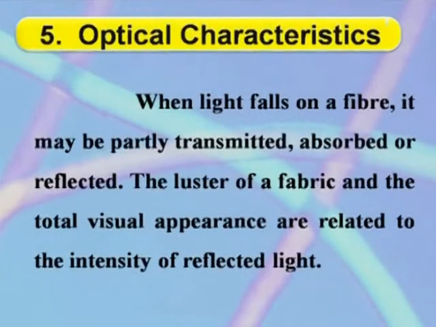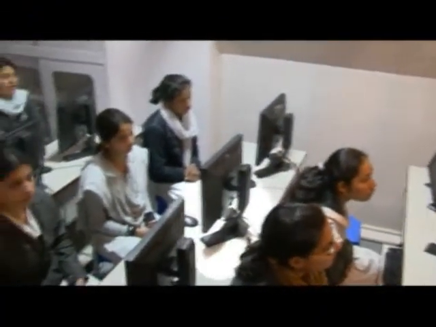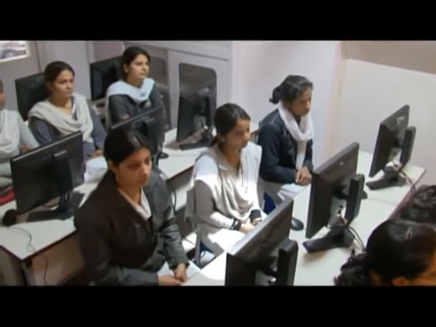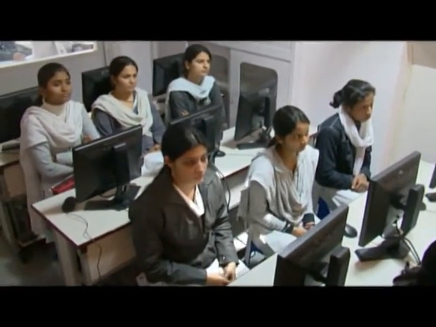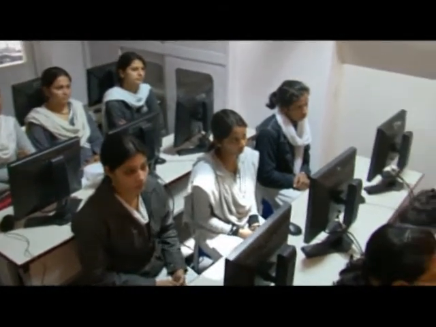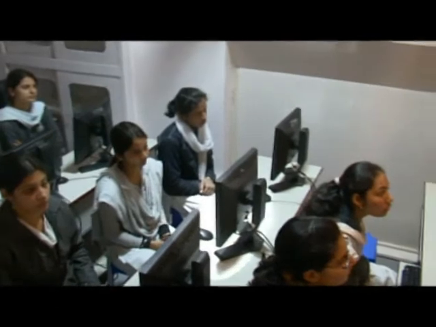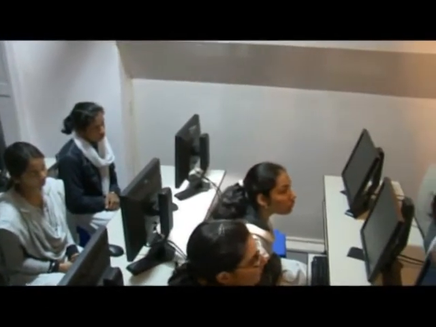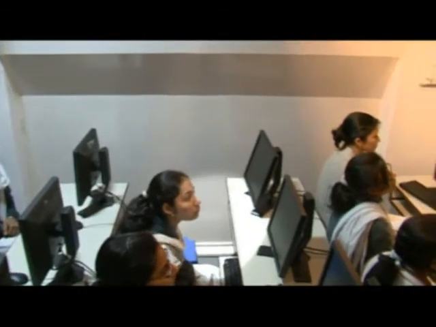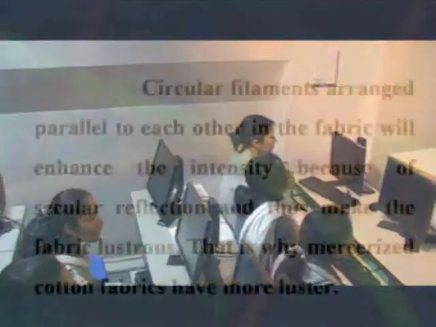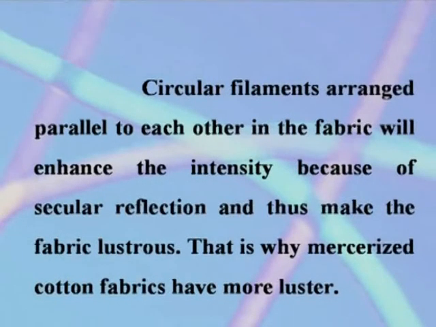Fifth, optical characteristics. When light falls on a fiber, it may be partly transmitted, absorbed, or reflected. The luster of fabric and the total visual appearance are related to the intensity of reflected light. Circular filaments arranged parallel to each other in the fabric will enhance the intensity because of specular reflection and thus make the fabric lustrous. That is why mercerized cotton fabrics have more luster.